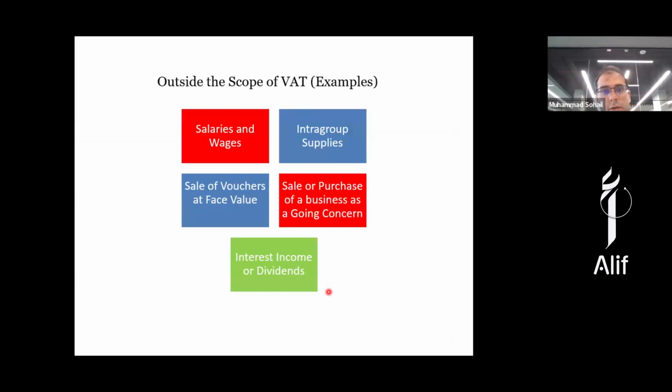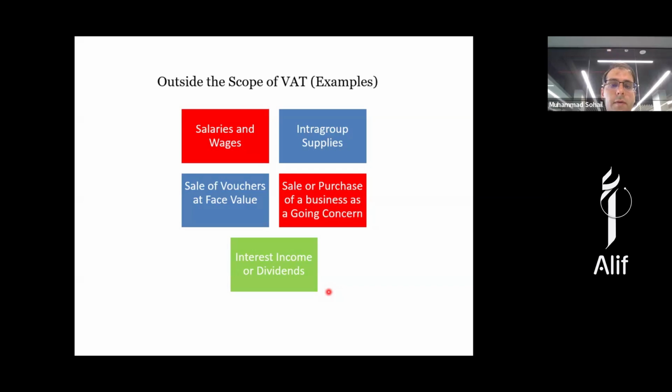And finally, the last category of VAT is outside the scope of VAT. These are not within the purview of VAT. Salaries and wages to directors and employees are outside the scope of VAT, and there is no VAT applicable. Intra-group supplies. You have a VAT group with a parent and several subsidiaries. The transactions between the members of the VAT group are not taxable and they are outside the scope of UAE VAT. Sale of vouchers at face value.